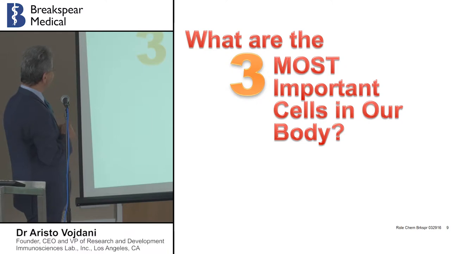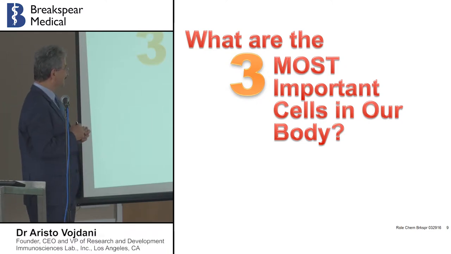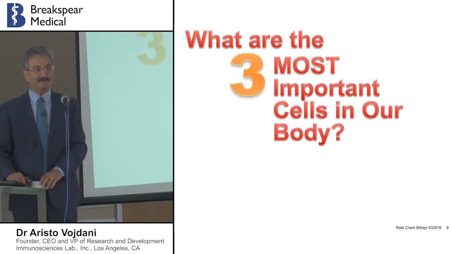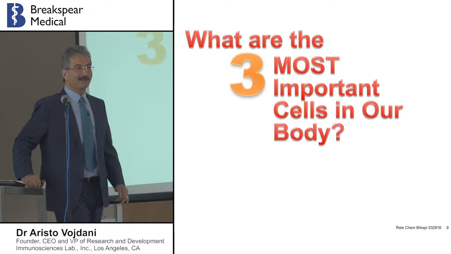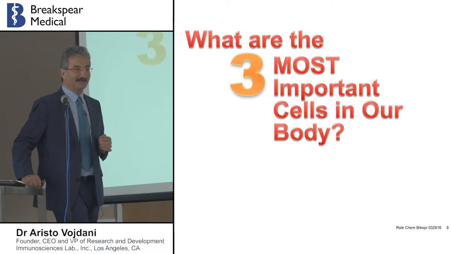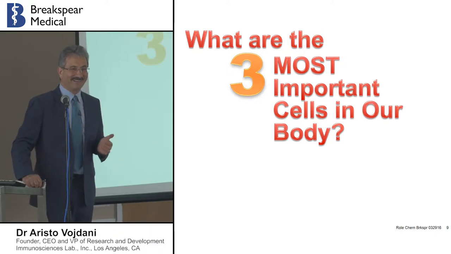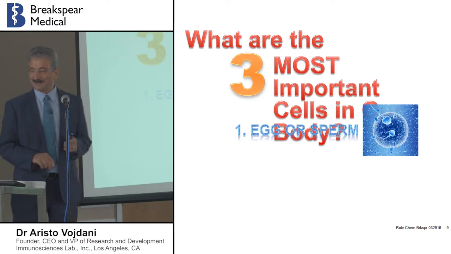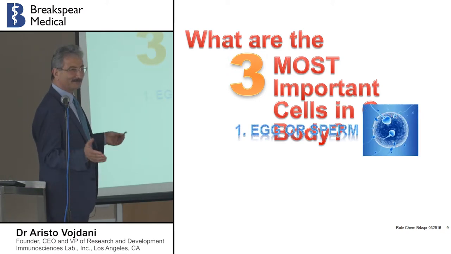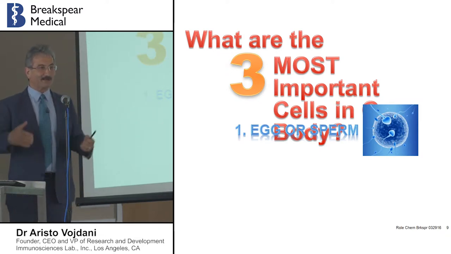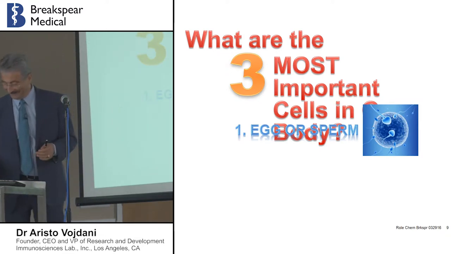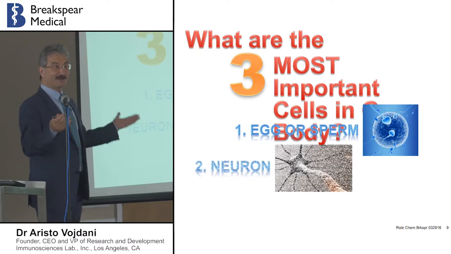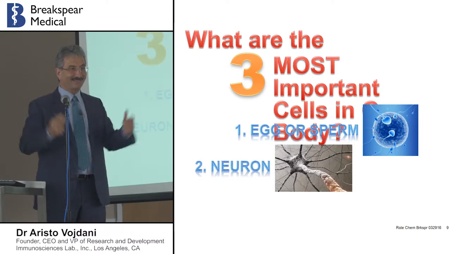So that's why I'm asking, what are the most important cells in our body? So Alistair, what do you think? What are the three most important cells in our body? As a man, we'll say sperm, right? I'm just joking here. So is it egg or sperm? Okay, they are very important, absolutely, because without those, we would not be here. Right, the next, neurons, absolutely. We need the brain, right?